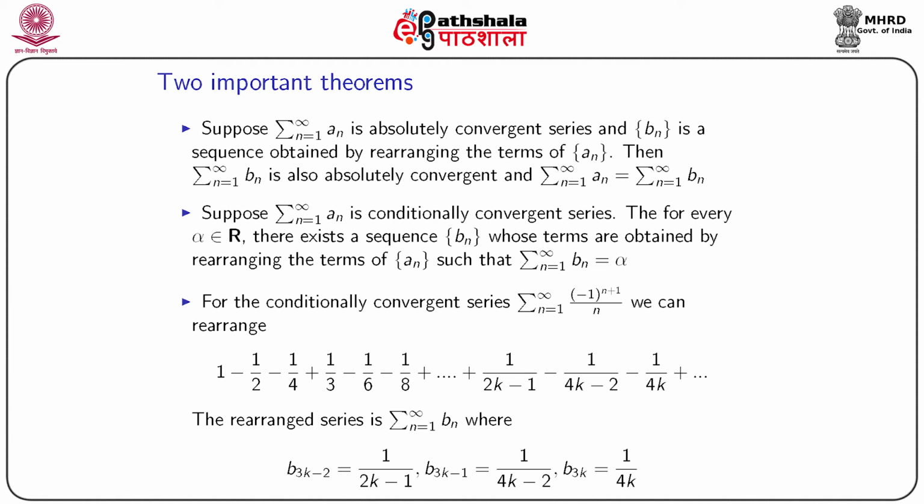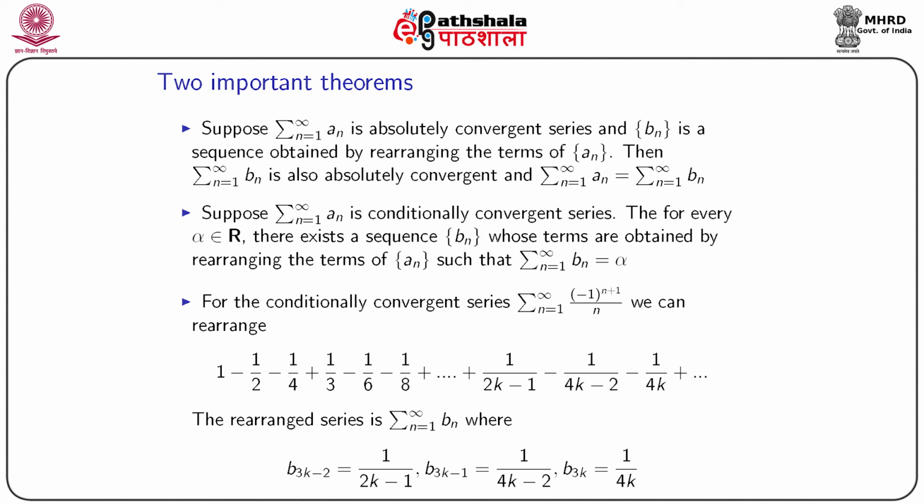We will discuss one important application of this theorem for this example. We are considering the conditionally convergent series sum n from 1 to infinity minus 1 to the power n plus 1 over n. Note that this series is conditionally convergent. We can rearrange the terms as 1 minus half minus 1/4 plus 1/3 minus 1/6 minus 1/8 and so on, and in general we can write 1 over 2k minus 1 minus 1 over 4k minus 2 minus 1 over 4k and so on. So this is the rearranged series from the series we have.